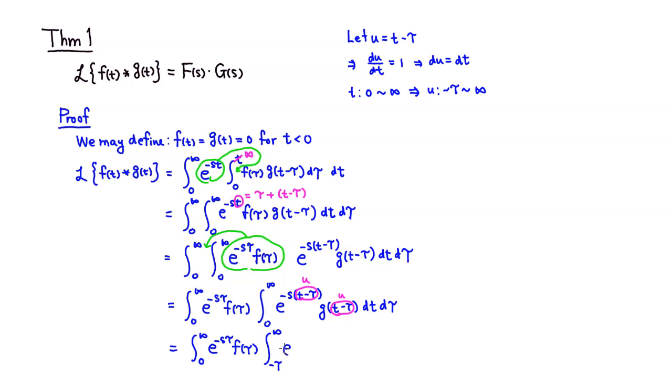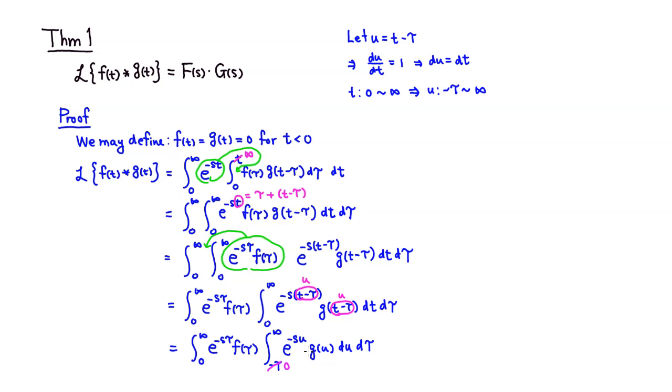Then we have e to the negative su, g of u. dt is now du, and then you have a d tau. And again, for a negative value, g is going to be 0. So even if you start from negative tau, it's not going to really do anything, so we can change that to 0. You can start from 0 because if you plug in a negative value for u, g is going to be 0. So we have this integral.